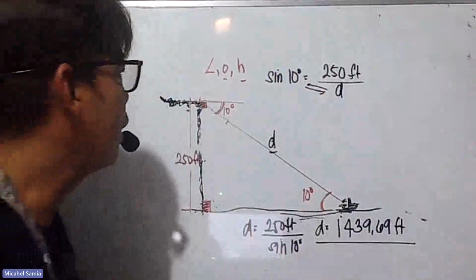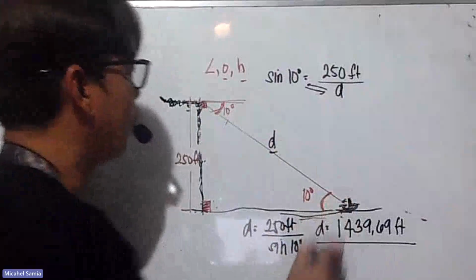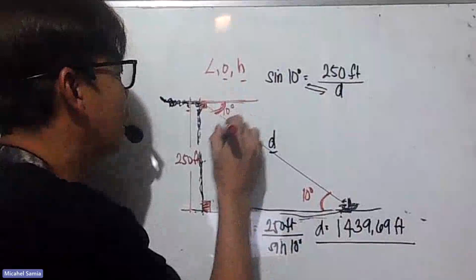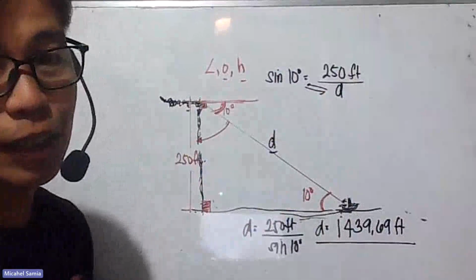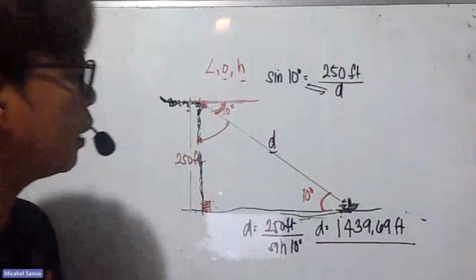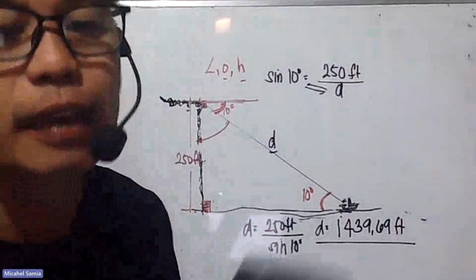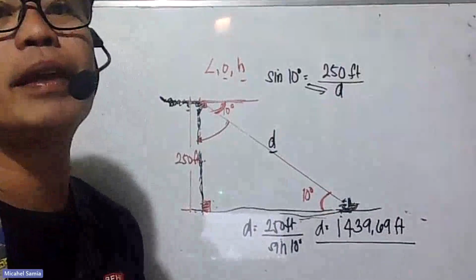Okay, so that means your angle of depression is also equal to your angle of elevation. Repeat ha, the depression is here, not here, because you need a horizontal reference line. Okay, so the answer is 1,439.69 feet.